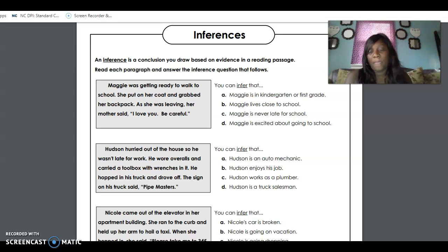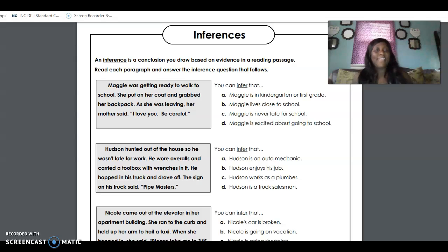Here's my second read. Maggie was getting ready to walk to school. She put on her coat and grabbed her backpack. As she was leaving, her mother said, "I love you. Be careful." So, having read that paragraph twice, I am now going to be looking to see what I can infer from the paragraph. So one thing is, when we have multiple choice questions, what are we supposed to do?